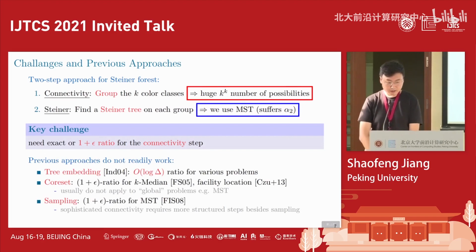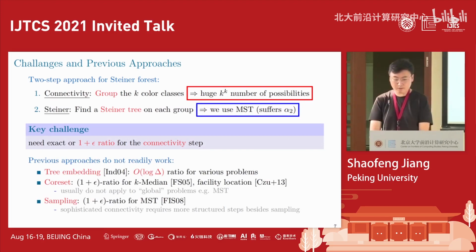So previously, there are several known approaches for solving geometric streaming problems. I think this is the first work that suggests this geometric streaming setting. Indyk shows that you can use hierarchical tree embedding, HST, to obtain an order log n ratio for various problems. And the problem of this approach is that this ratio is too large, which we cannot accept.